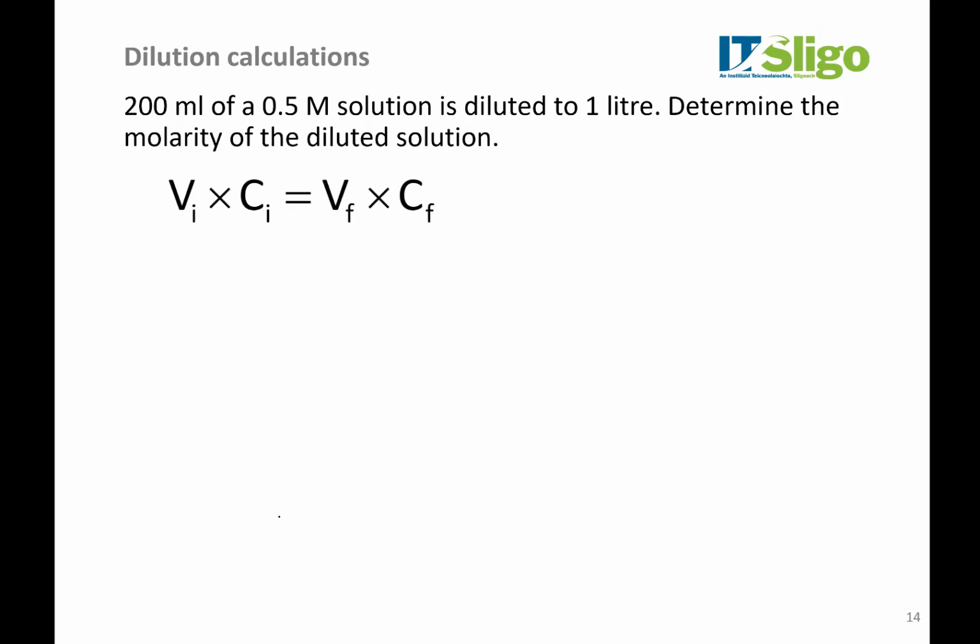So we're told 200 ml of a 0.5 molarity solution, we would say molar, I think, to shorten molarity, 0.5 molar solution, is diluted to 1 litre. So straight away, guys, we've got different units going on. We need to equalize those. 1 litre we'll write as 1,000 mils. Always come down to the smaller units. Determine the molarity of the diluted solution.